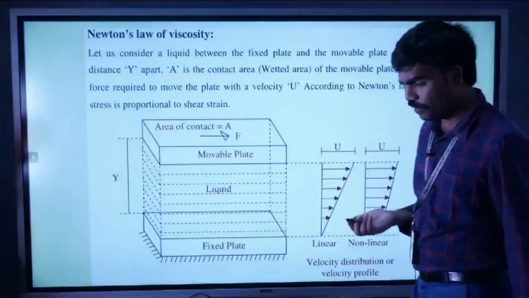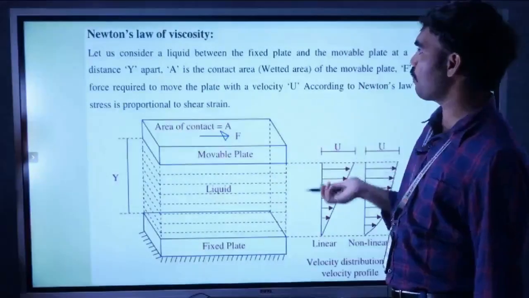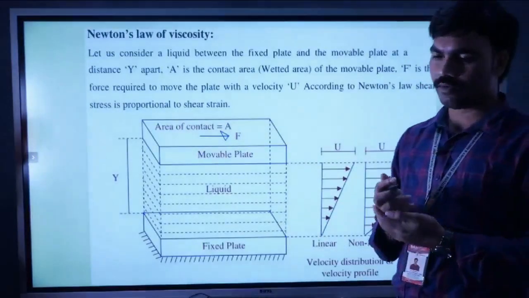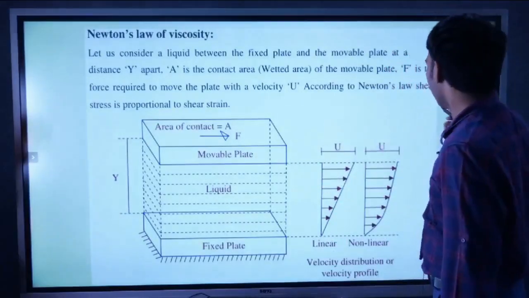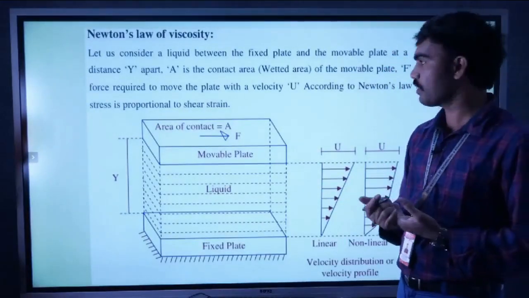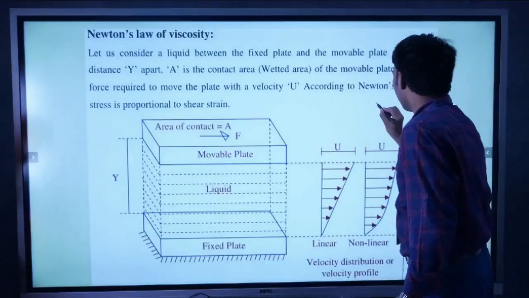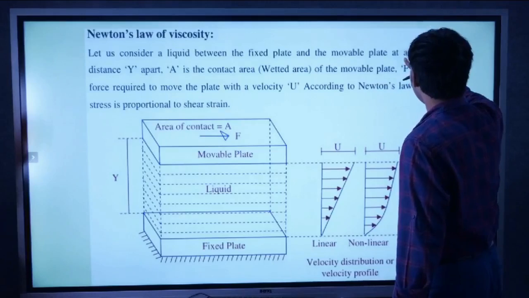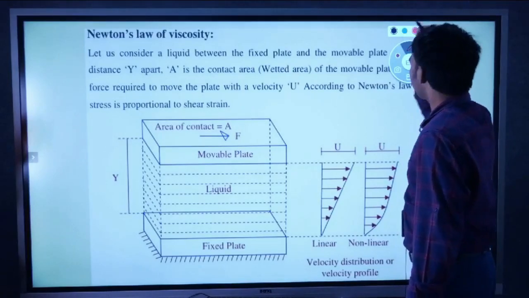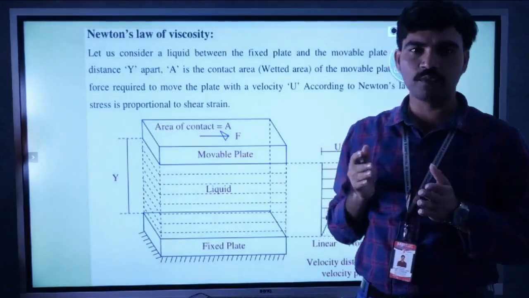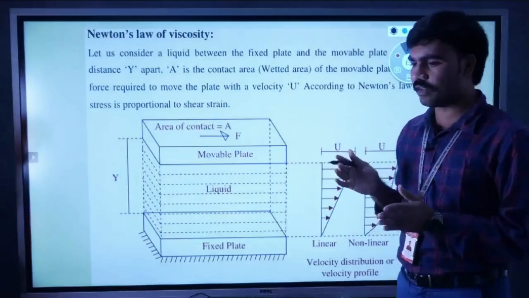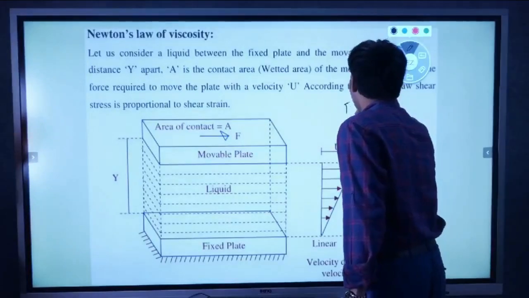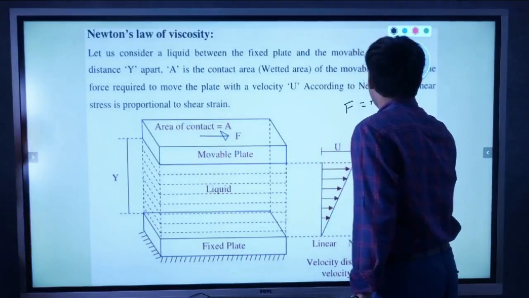Now we are going to deal with Newton's law of viscosity. What is Newton's law of viscosity? First, what is Newton's law? We all know there are three Newton laws. In fluid mechanics we are going to use the second law, for when the body is moving in a path. Newton's second law of motion: F equals ma.